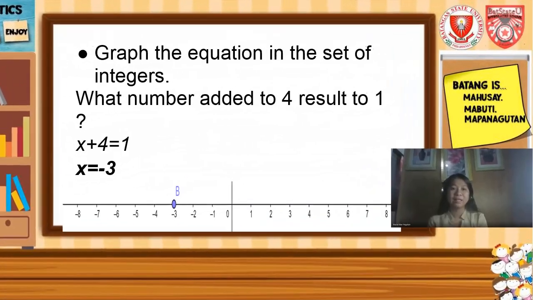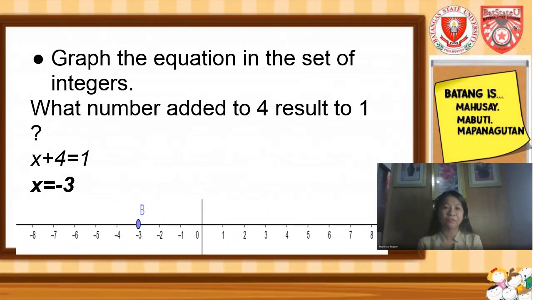Then let us graph the equation in the set of integers. What number added to 4 results in 1? So we have x plus 4 is equal to 1, so x is equal to negative 3. Here we showed on the graph that the solution is x equals negative 3. So here is the solution.